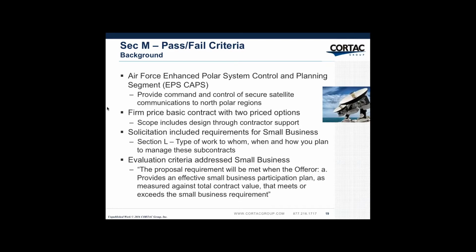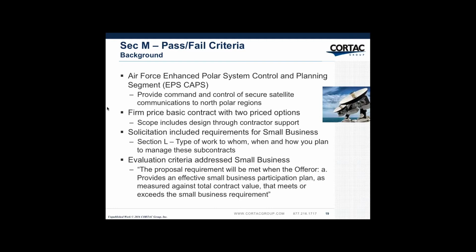The Air Force Enhanced Polar System Control and Planning segment, EPS TAPS, was a firm price basic contract with 2 priced options. Basically, the scope covered everything from design through contractor support. The solicitation included specific requirements for small business, including Section L, where they said provide the type of work, to whom, when, and how you plan to manage those subcontracts.